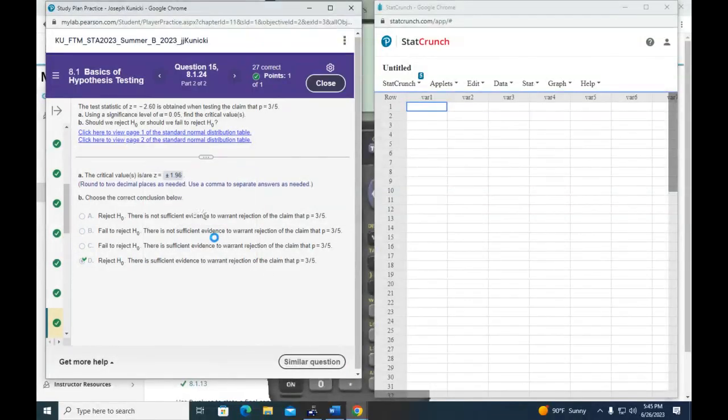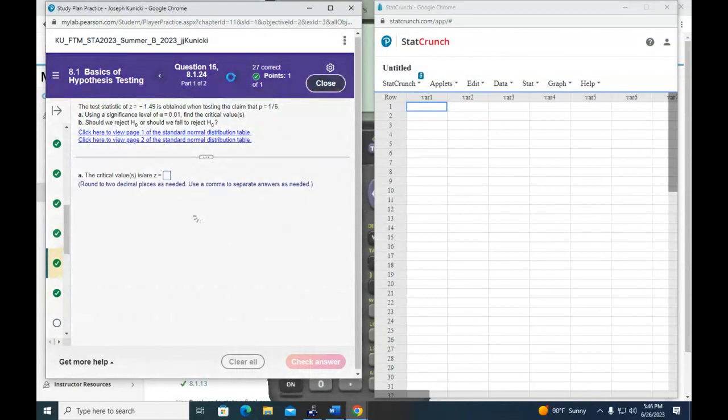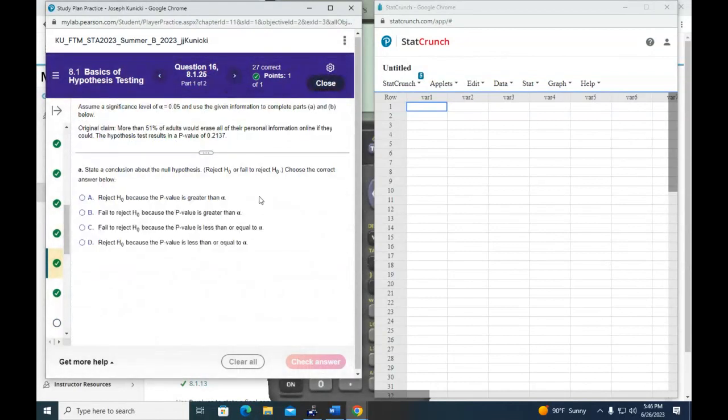Okay. Next is 24. Oops, skipped it, didn't we? Or was that 24 I just did? I just did 24. Yeah. Okay, so 25. Assume a level of significance alpha is 0.05 and use the information. Original claim, more than 51% of adults would erase all of their personal information online if they could. The hypothesis test results in a p-value of 0.2137. So do not reject. This is much larger than that. So do not reject. So it's either B or C.